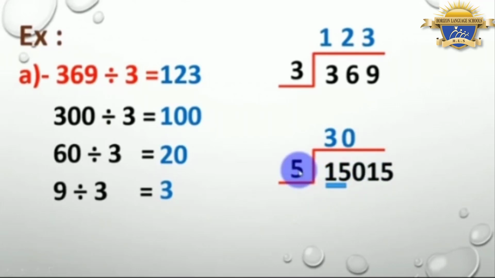0 divided by any number equals 0. 1 divided by 5, it can't be. When I said it can't be, I must put 0 up and take the second number. But here I have to write the 0 as it has a value. Then I will take 1 with 5, it will be 15. And 15 divided by 5 equals 3.